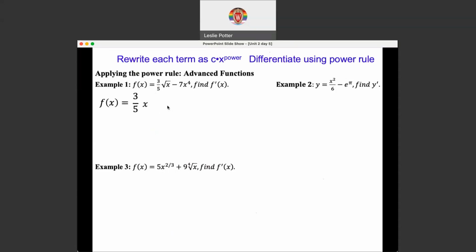is x to the half power. Remember that? When we have roots, we have fractional powers. And square root means I've got like a 2 here, like this is the 4th root down here in example 3.